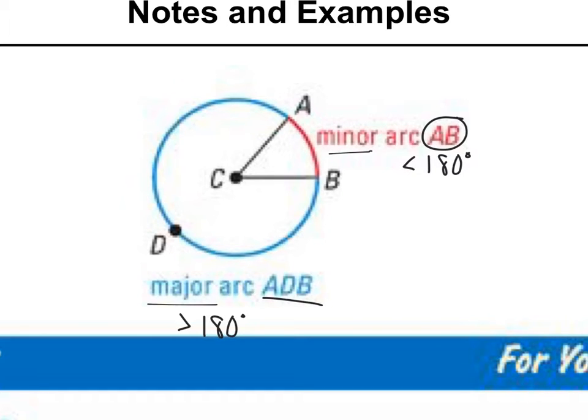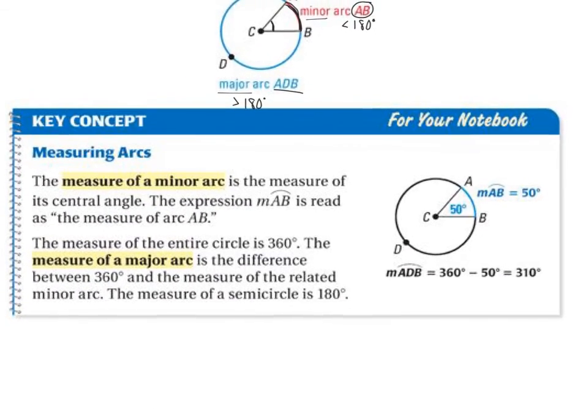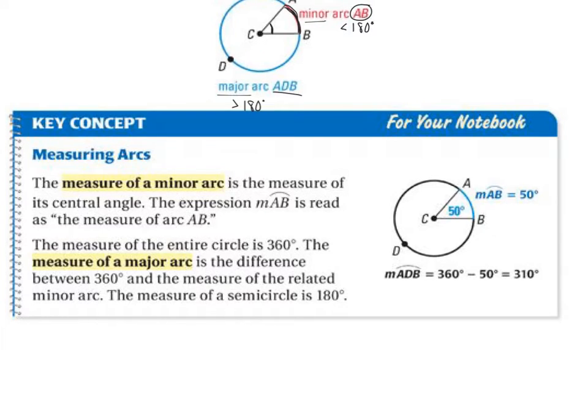We're also going to talk about central angles. The measure of a central angle, which is this right here, is equal to the measure of its arc measure. Let's move down here to this key fact. The measure of a minor arc is the measure of its central angle. So if the central angle is 50 degrees, the measure of the arc is 50 degrees.